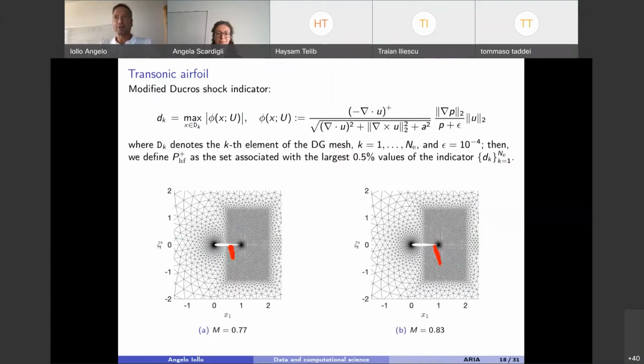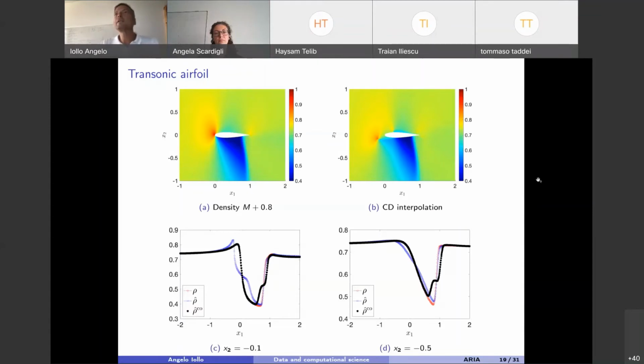Now, these are the markers, okay? And the markers are defined using a kind of Ducros shock indicator, which basically is used in the framework of DG, of the actual DG solution. And we will be mapping the left cloud, the red cloud, onto the red cloud. Now, once we do this, sorry, here it's Mach equal 0.8. It's the actual high fidelity interpolated solution here.